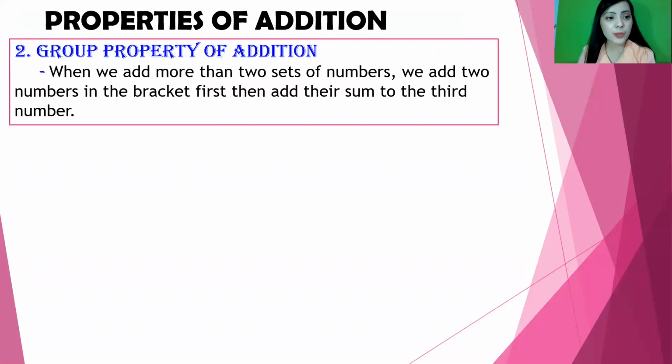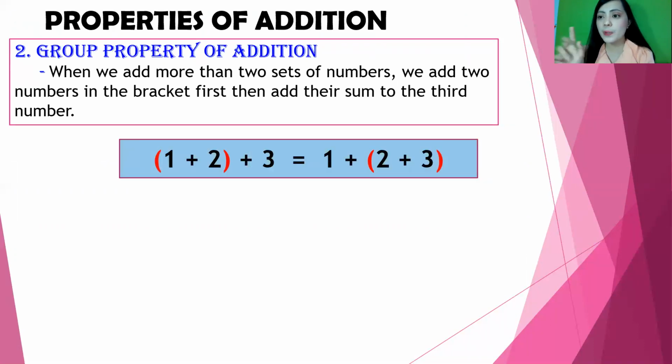All right, the next property of addition is the group property of addition. When we add more than two sets of numbers, we add the two numbers in the bracket first, then add their sum to the third number. Okay? So I have an example, 1 plus 2 plus 3, very easy, equal to 1 plus 2 plus 2 plus 3. Okay? So remember, the bracket is there. You could do 1 plus 2 first. After you get the answer 1 plus 2, then plus the third number. Or you can say 2 plus 3 first. After you finish 2 plus 3, then you add 1. You will get the same answer.